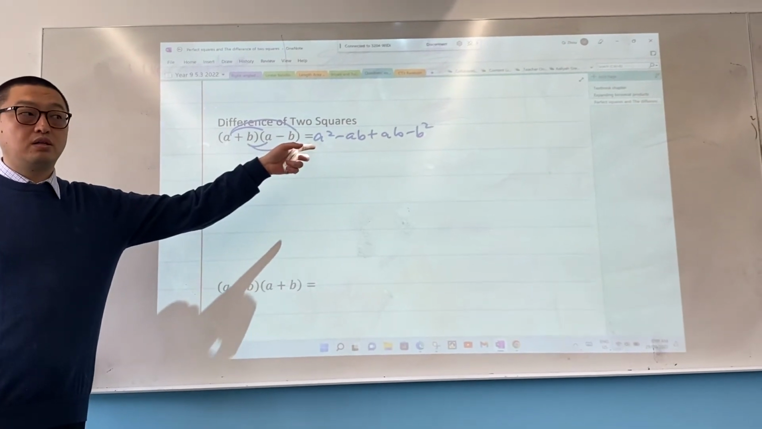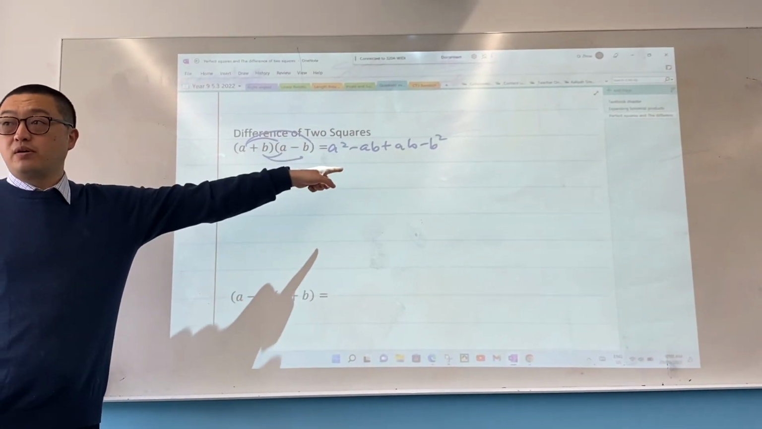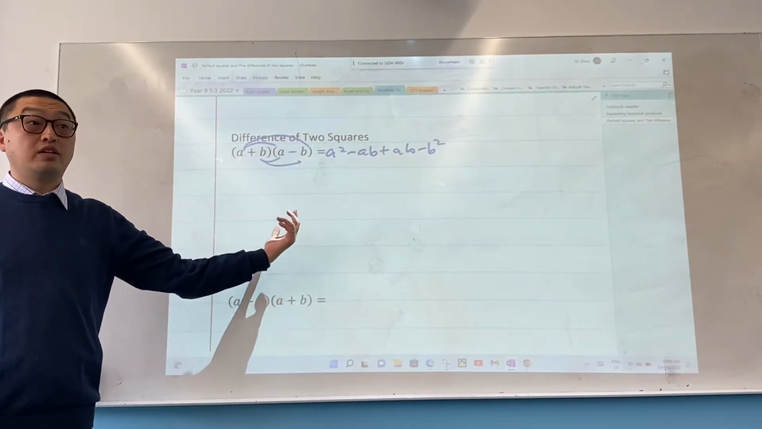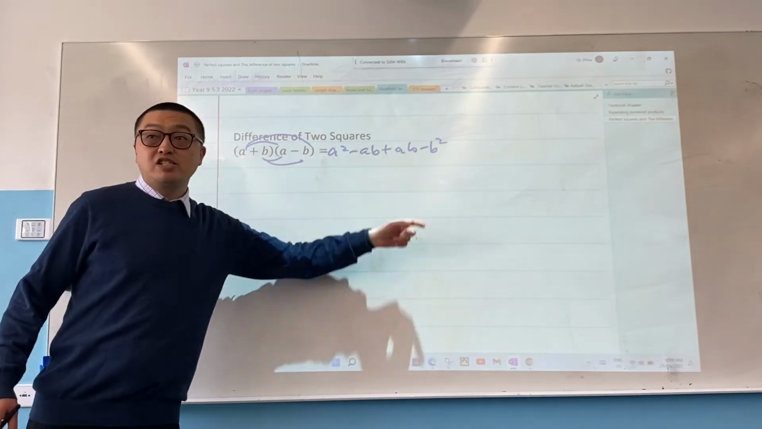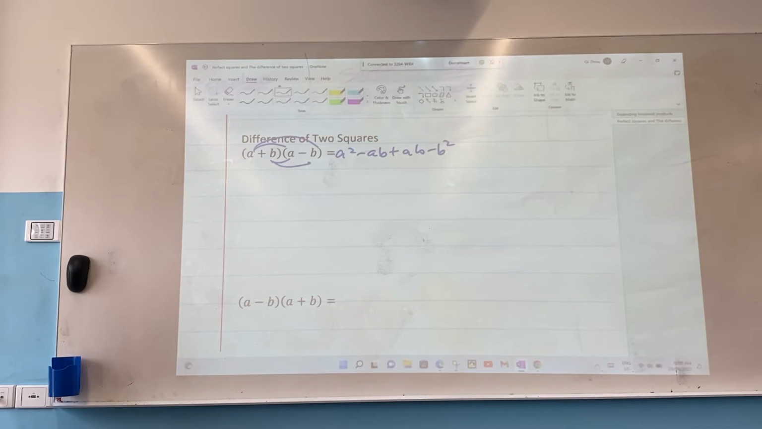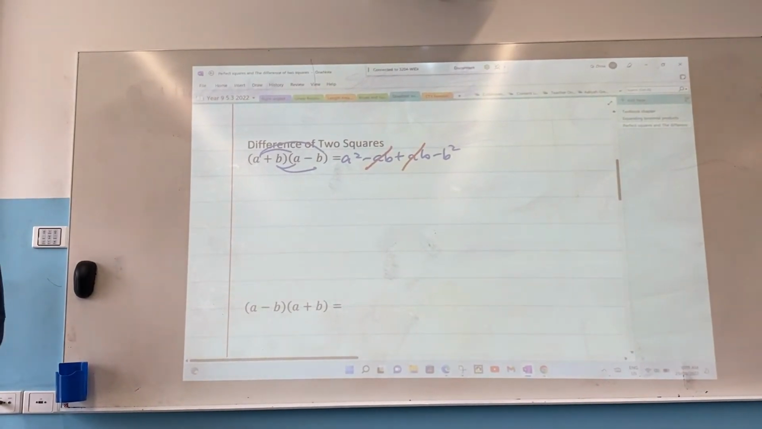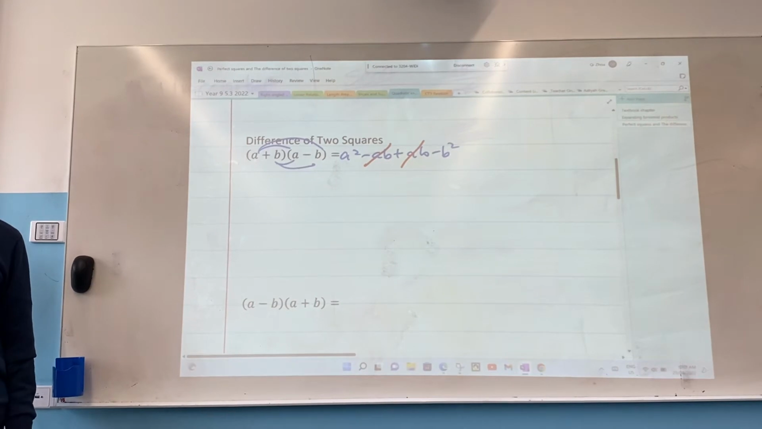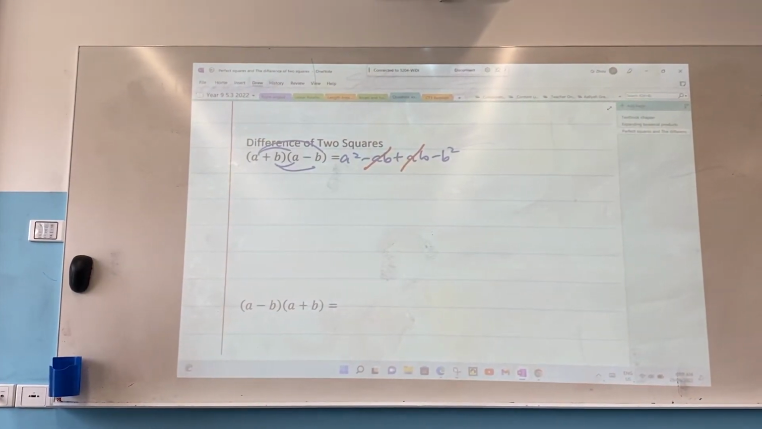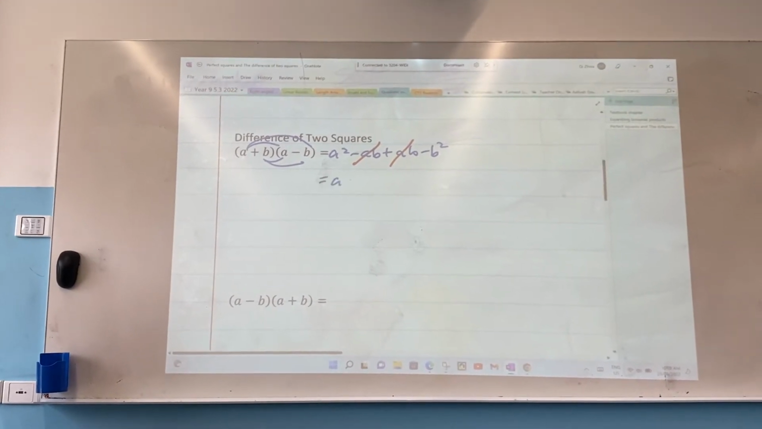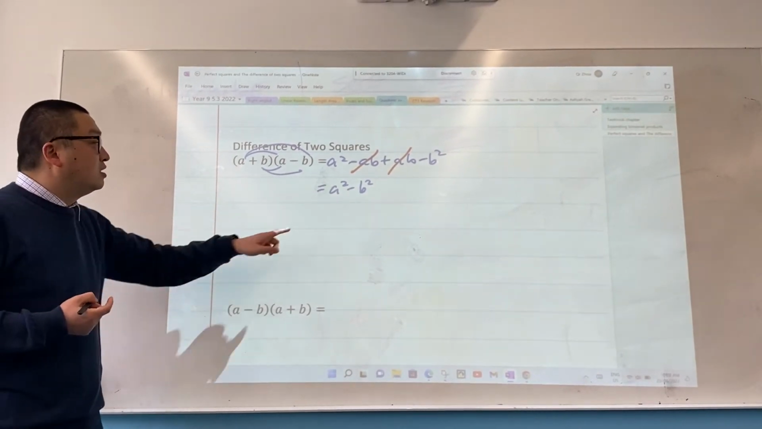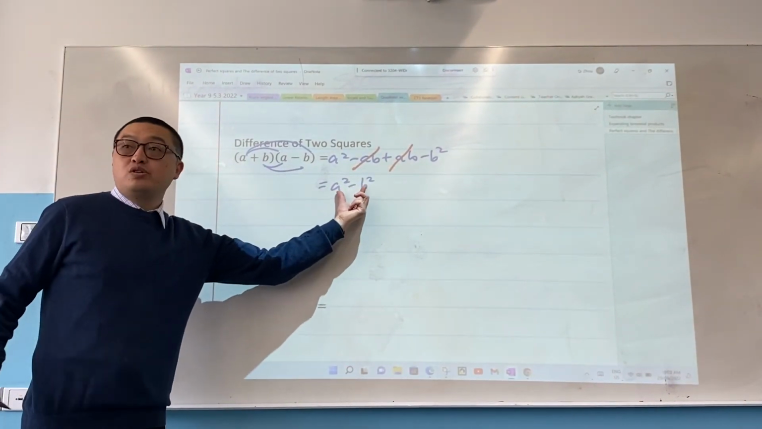The squared number is negative. What have we noticed there? Like terms? What happened to the like terms? They cancel, fantastic. Minus ab plus ab disappear. Right? These two terms cancel. That's what we should notice straight away. So what's the answer? a squared minus b squared. Very good. This is hence where the title comes from. The difference of two squares.